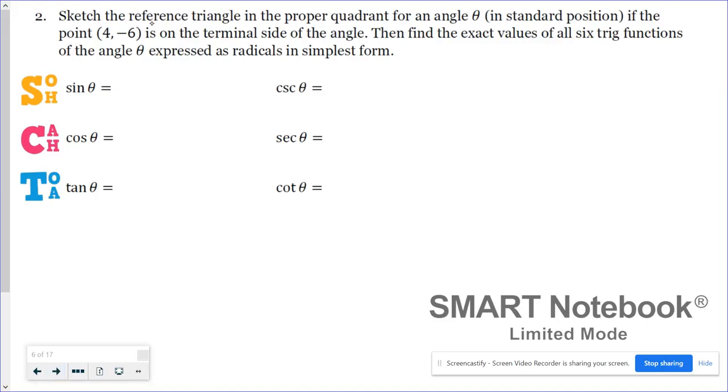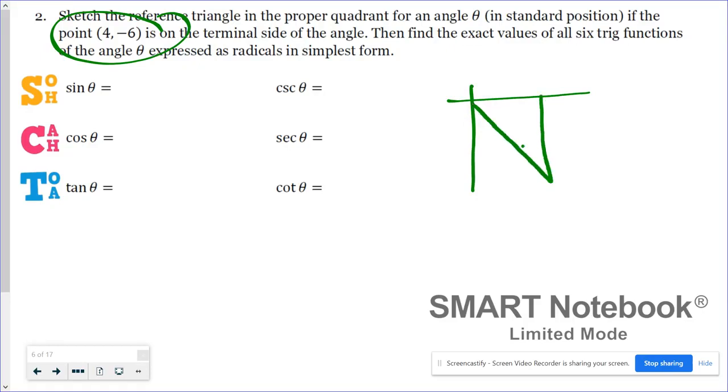So we're given that the point (4, -6) is on the terminal side. So we have to ask, what quadrant is that? What quadrant is x positive and y negative? Yeah, that'd be quadrant 4. So we're going to draw a reference triangle in quadrant 4. We're going to label the sides accordingly.